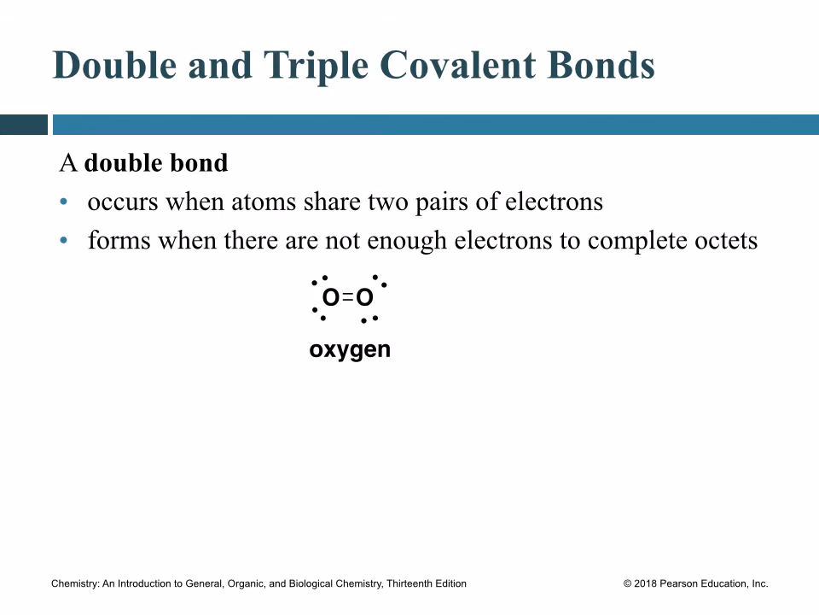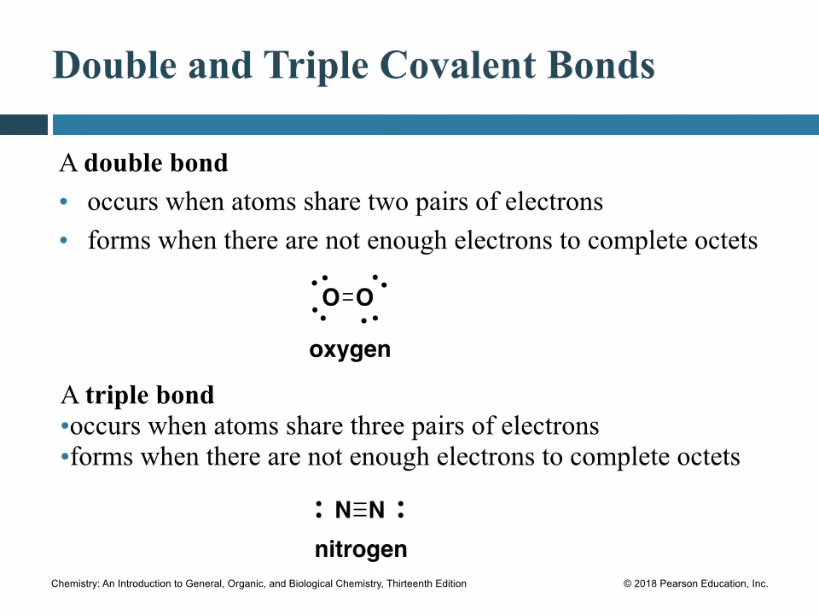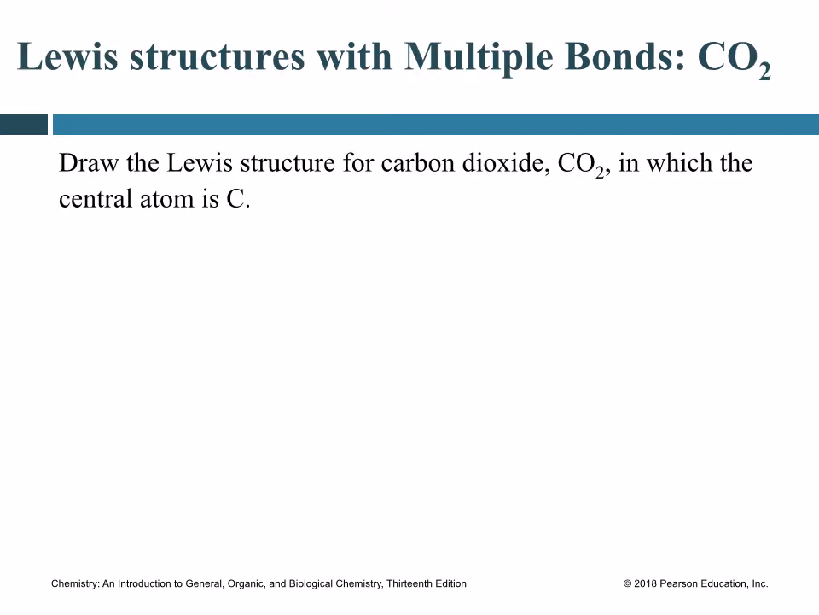In addition to single bonds, when atoms share a pair of electrons, atoms may share 2 pairs of electrons, which is called a double bond, as in the molecule for oxygen. They may also share 3 pairs of electrons, which is called a triple bond, as in the molecule for nitrogen. Pause the video and draw the Lewis structure for carbon dioxide, CO2, which has carbon as a central atom.